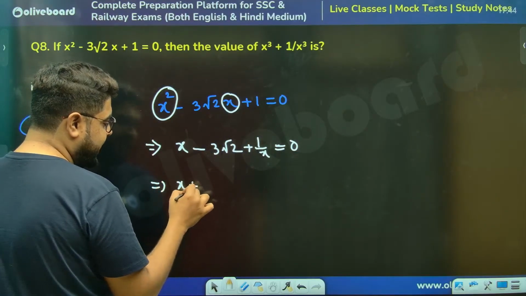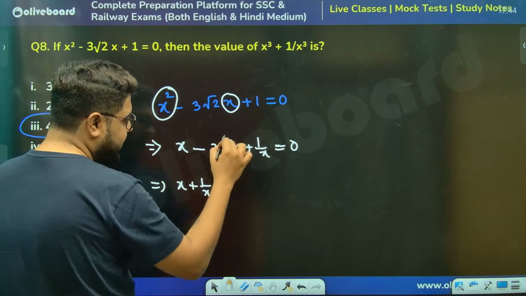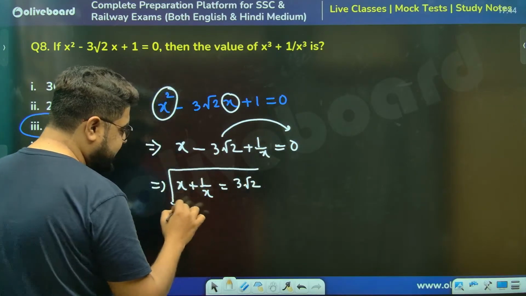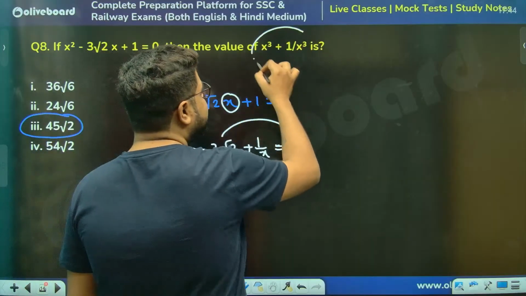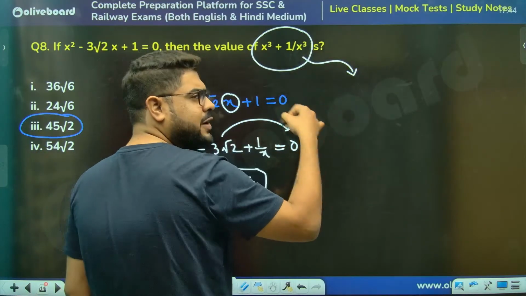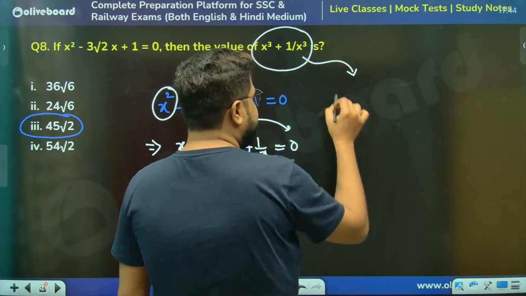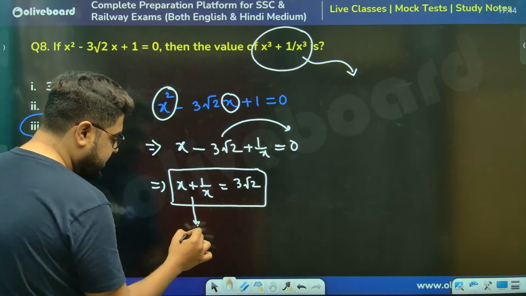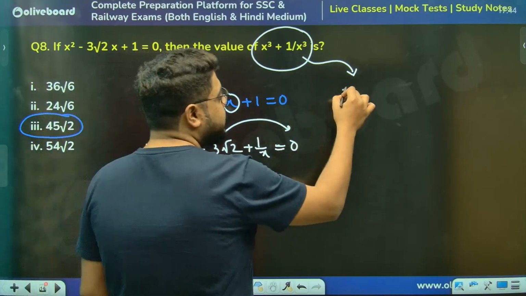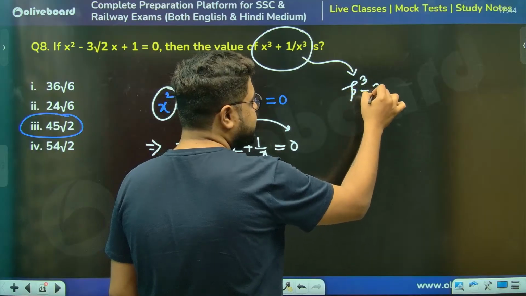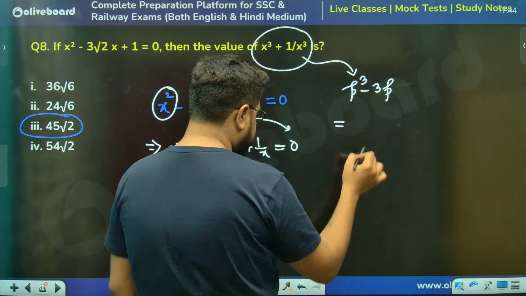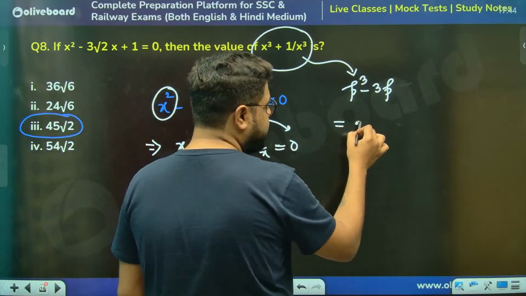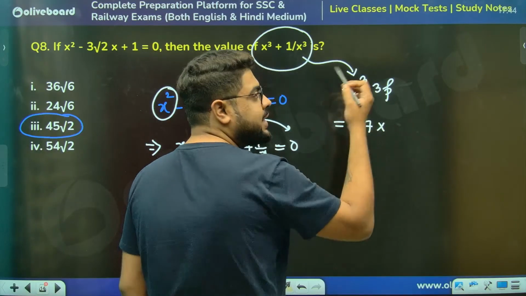So from here, x plus 1 by x, you send this to that side, 3 root 2. Once you get this, x cube plus 1 by x cube, I'm guessing you know, if x plus 1 by x is p, then this is p cube minus 3p. So p is 3 root 2 whole cube. 3 cube is 27.